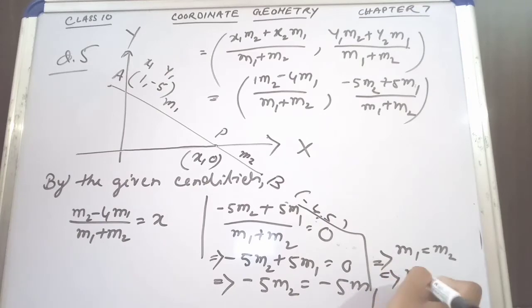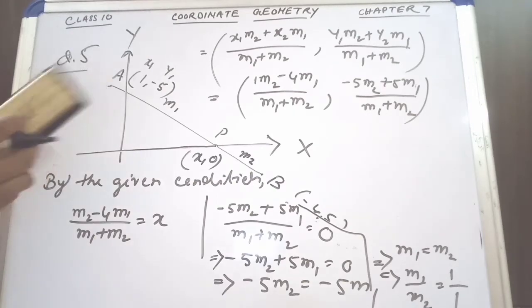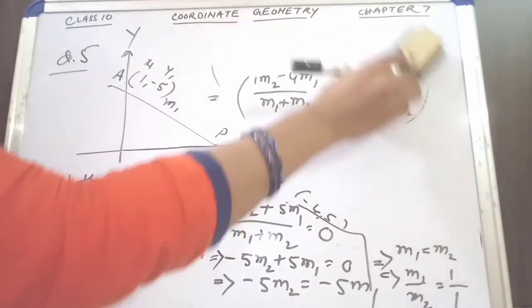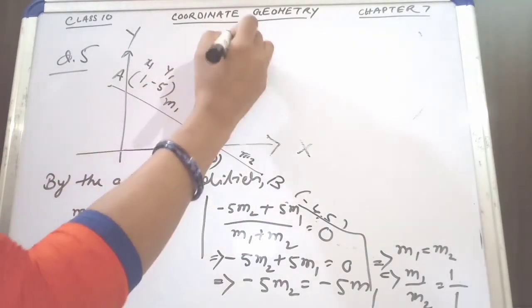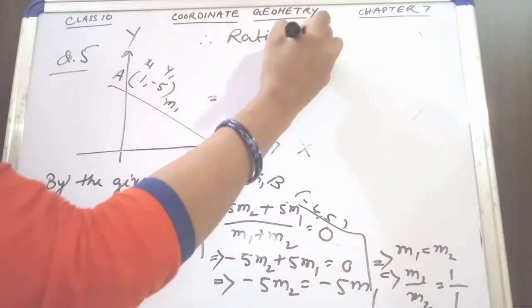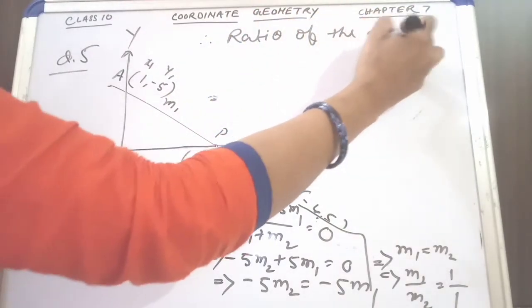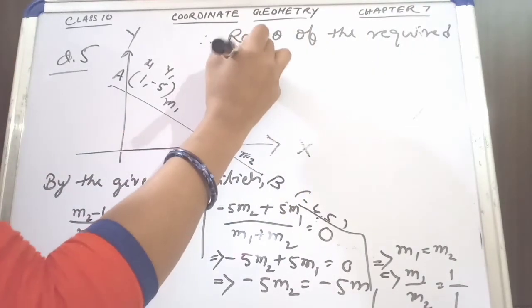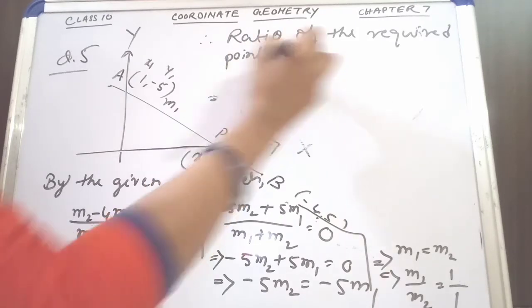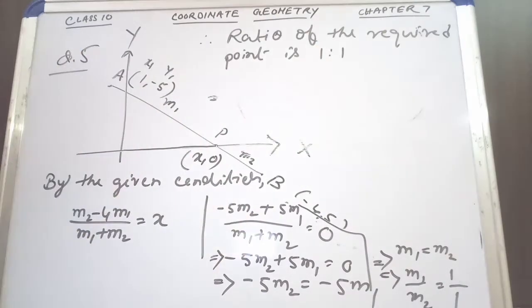This implies m1 upon m2 is equal to 1 by 1. That means the ratio of m1 is to m2 is equal to 1 is to 1, so the ratio of the required point is 1 is to 1.